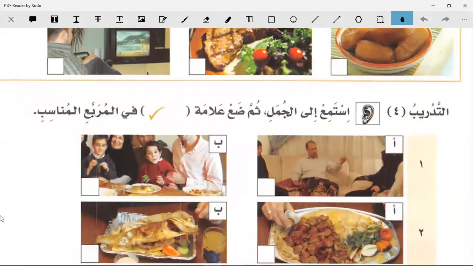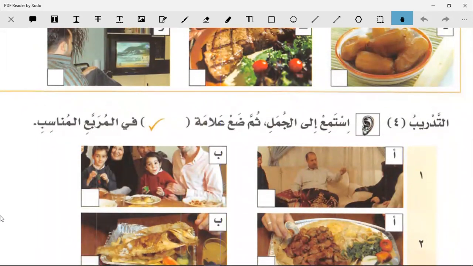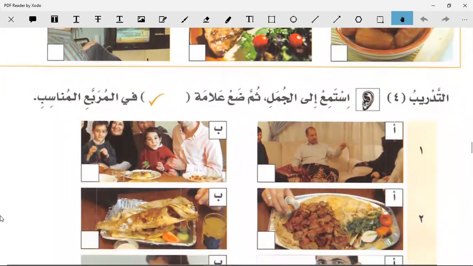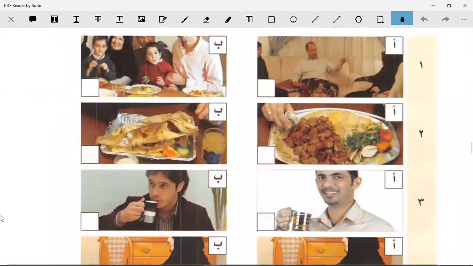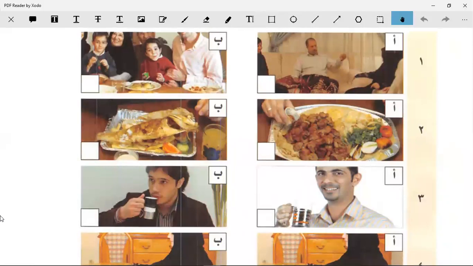At-tadribu ar-rabi': istami al-jumal. Listen to the sentences. Thumma da'alamata sahiya fil murabba'il munasib. Then put the check mark in the appropriate box. So you have two options here. Either you will put a check mark on Hamza or on Ba.